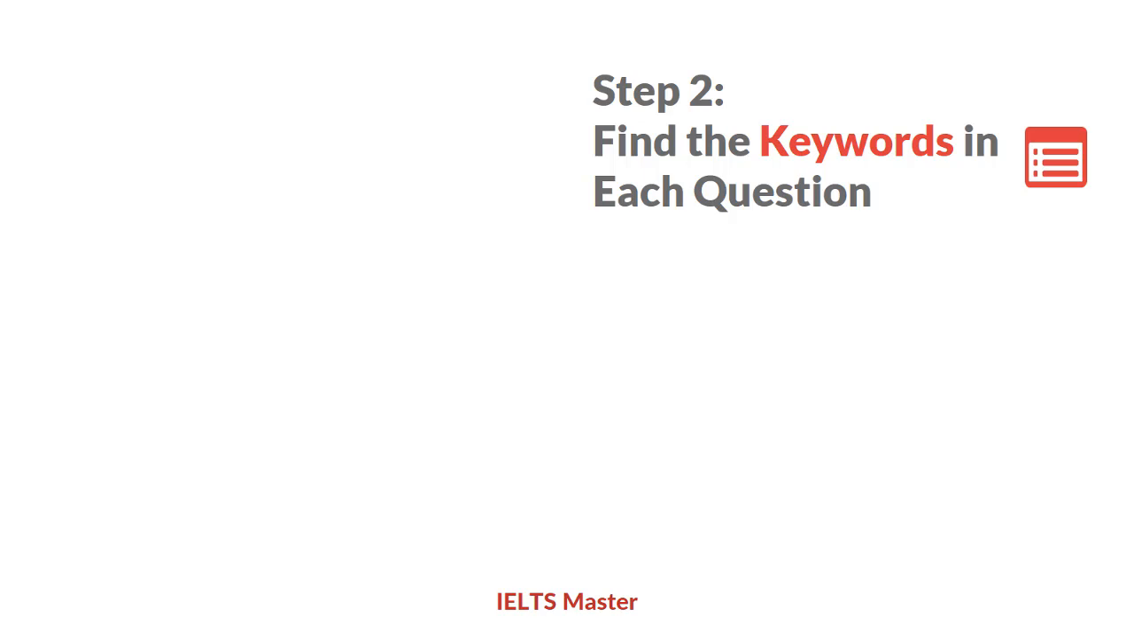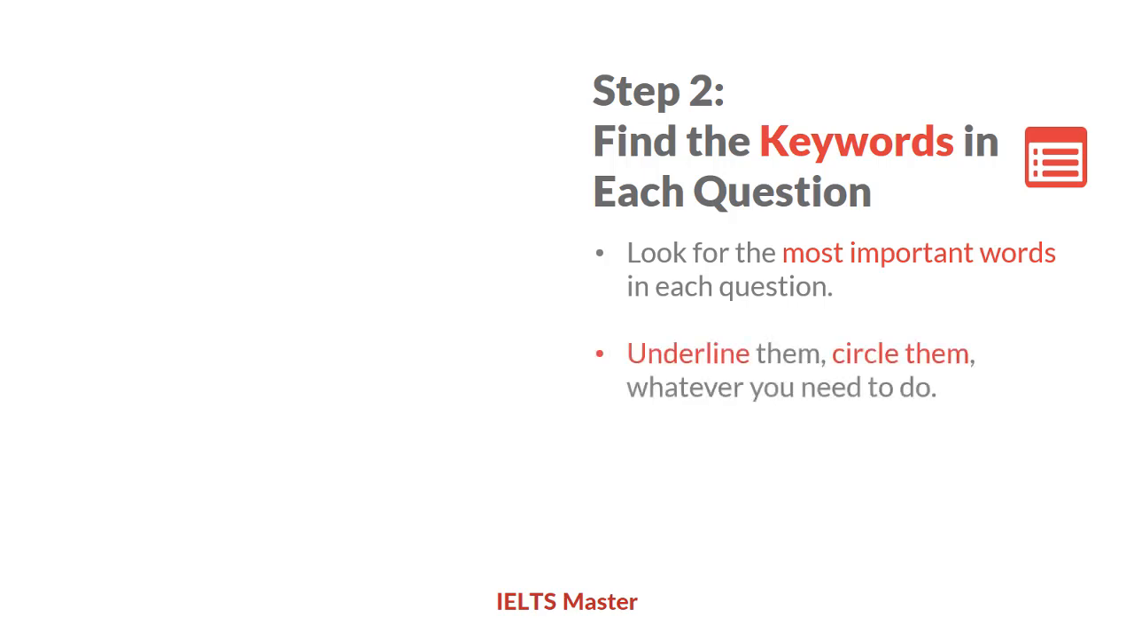Step 2, find the keywords in each question. All right, this is the keyword method. Very, very, very important. This is probably one of the most important steps. You need to look for the most important words in each question. Underline them, circle them, do whatever you need to do so that you don't forget these keywords. And the keywords are the words that you are going to listen for, or you're going to listen for something very similar or the opposite of them. We'll talk about that in a minute.